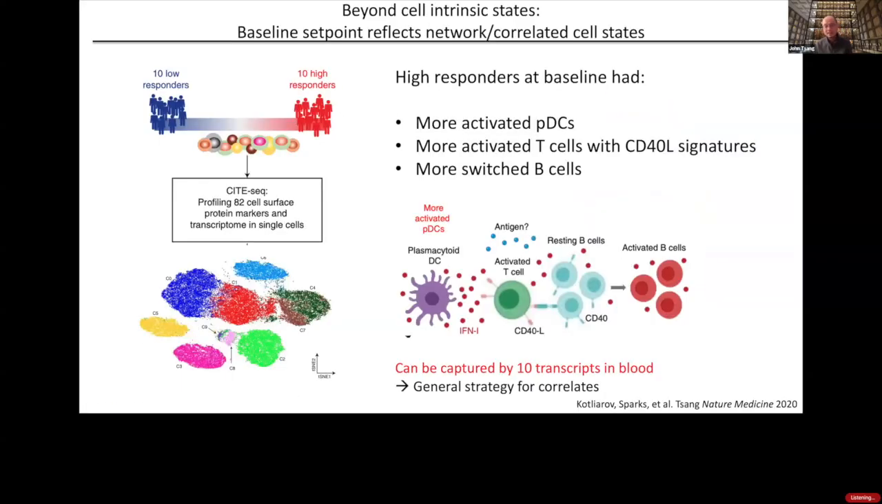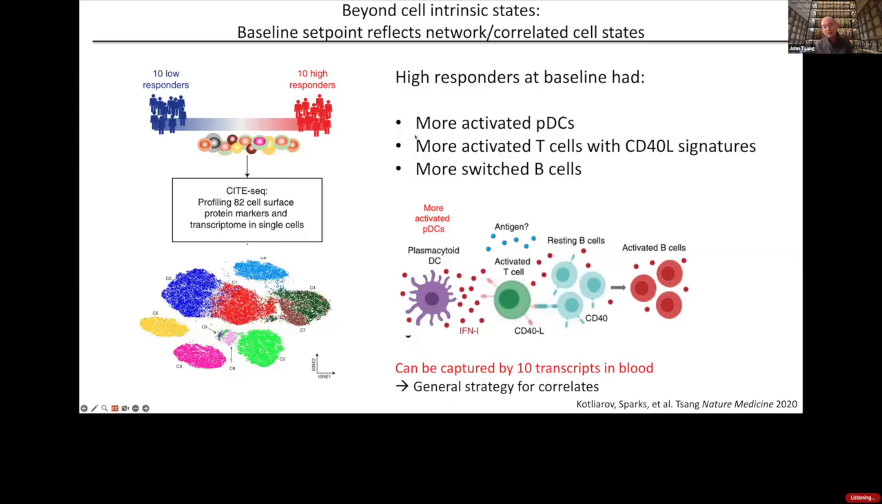So you may ask, what exactly is this signal that I mentioned, that can be captured by those 10 transcripts? By 2018 or so, we started to titrate a panel. This is a CITE-seq panel. This is before all these lyophilized, off-the-shelf, convenient panels became available. So we looked at 82 cell surface proteins together with the transcriptome in single cells, and then we contrasted the high versus the low responders in our original vaccination cohort.